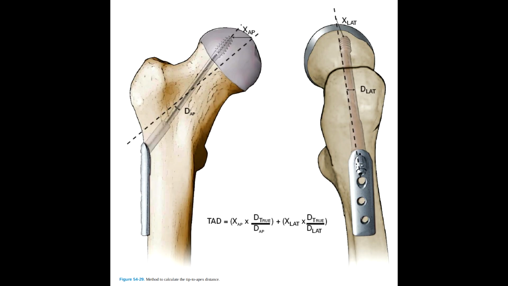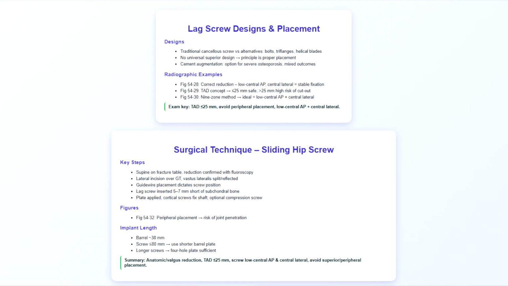If the TAD is 25 millimeters or less, the risk of screw cutout is very low. If it is greater than 25 millimeters, the risk increases dramatically. So, for exams, memorize this. TAD less than 25 is safe. More than 25 is unsafe.